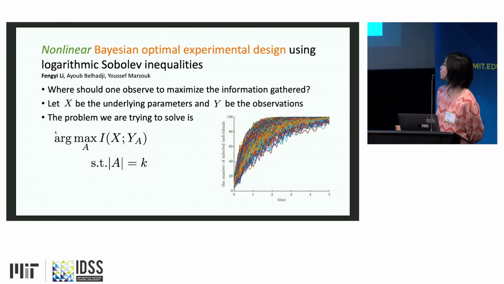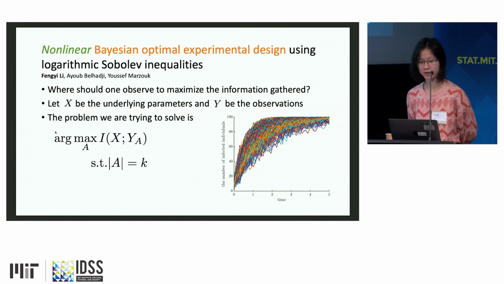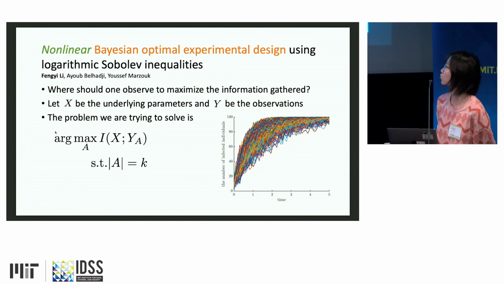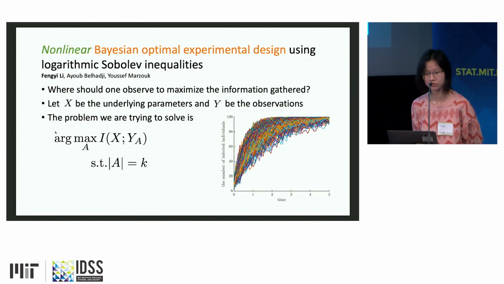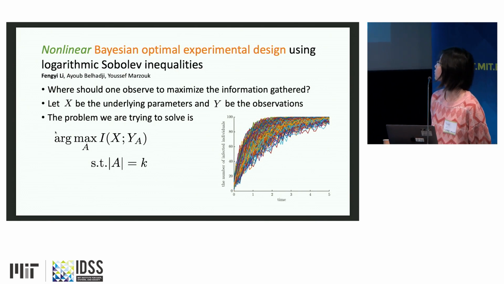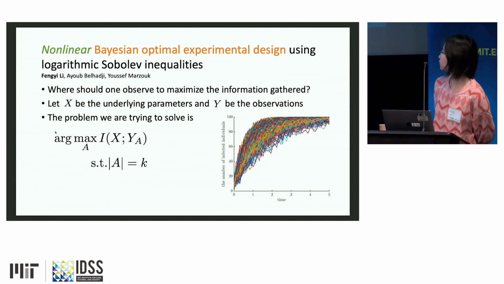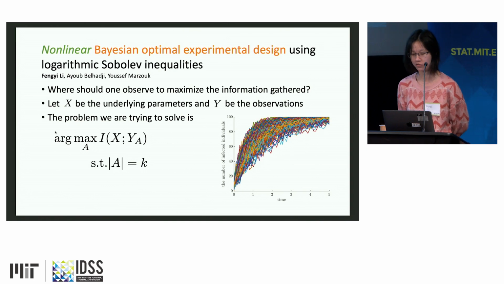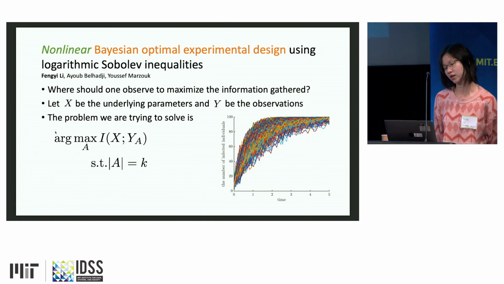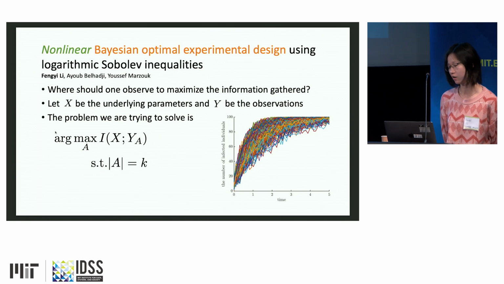I'll use the 2 minutes to talk about our work on nonlinear Bayesian optimal experimental design using logarithmic Sobolev inequalities. It's joint work with Ayub and also my advisor, Yusuf. We're basically considering the question: where should one observe to maximize the information gathered? So here is a plot of the number of infected individuals versus time. Each line, for example, is an observation.